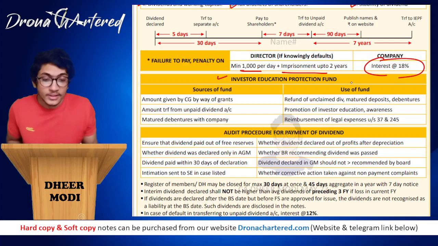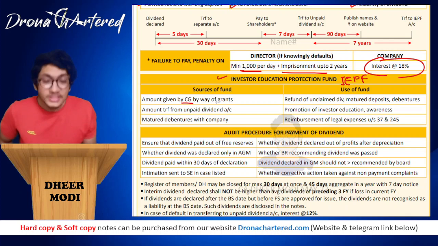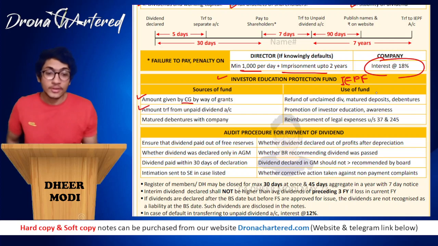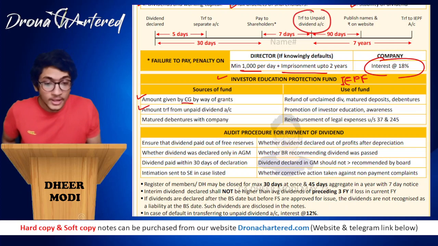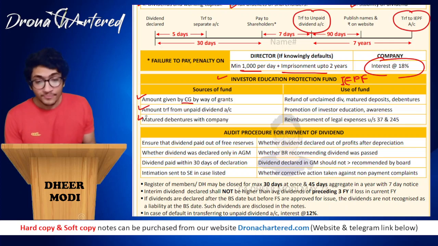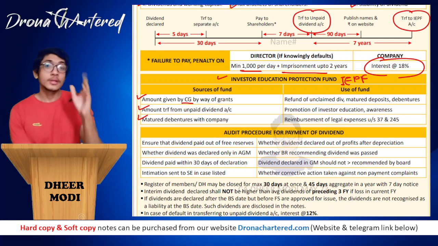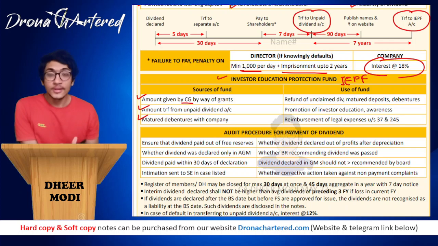Next is your Investor Education and Protection Fund that I told you, IEPF. So sources of fund, that is, from where they get the money: amount given by the Central Government by way of grants, and any amount transferred from the unpaid dividend account. If you see from here, transfer from unpaid dividend account, it is transferred to IEPF. Then any matured debentures with the company, that is, debentures are matured but no person comes to claim them. In this case, it goes to IEPF, and this amount is spent to educate the investors.